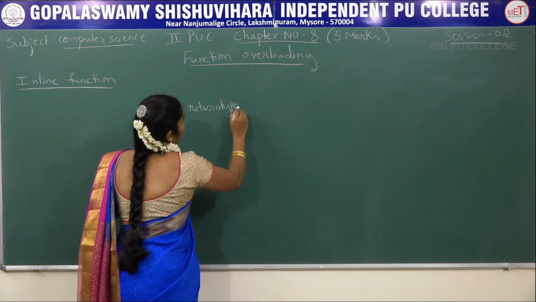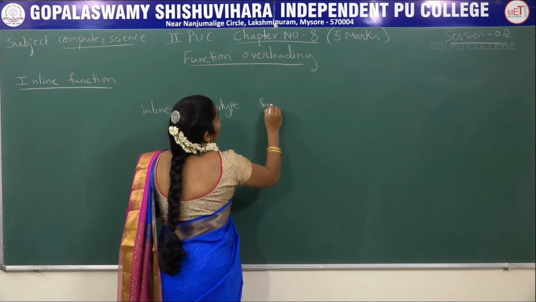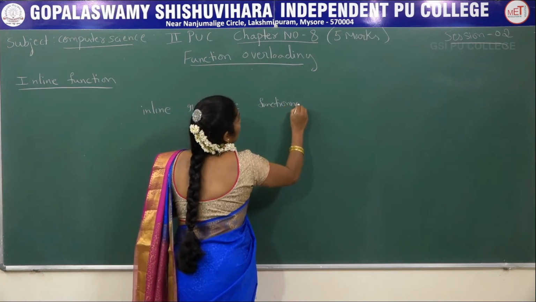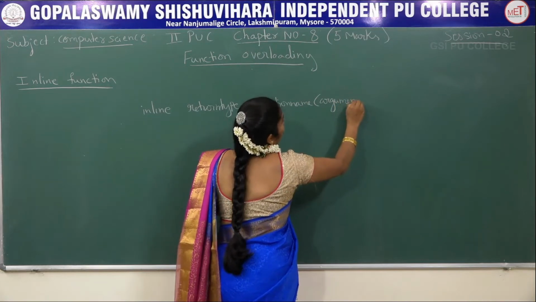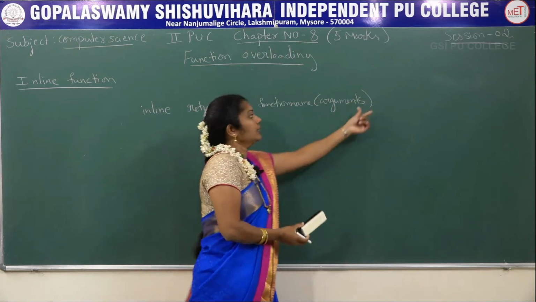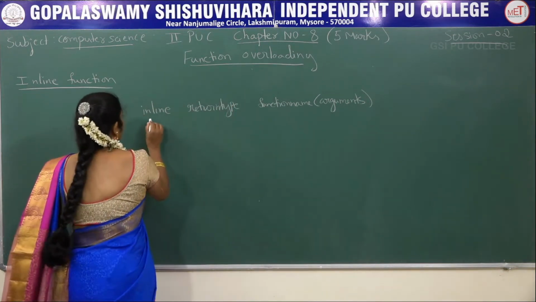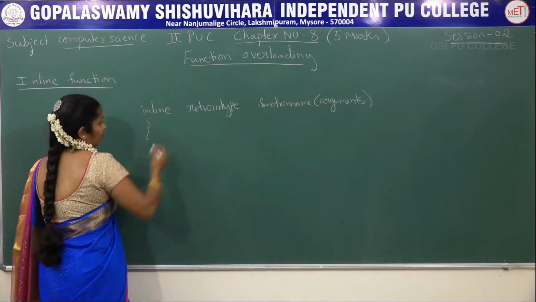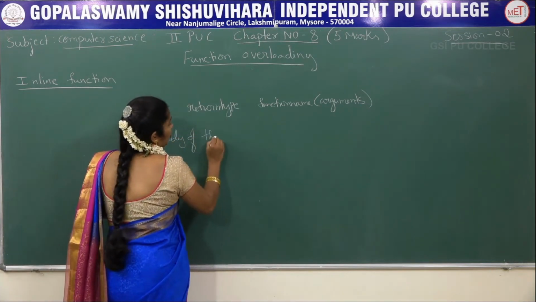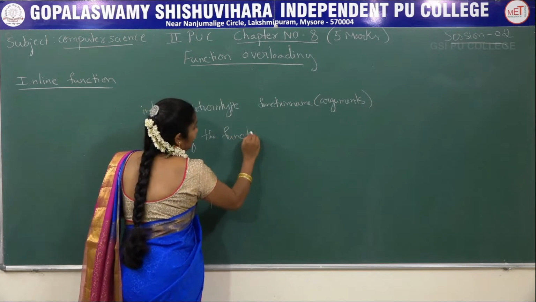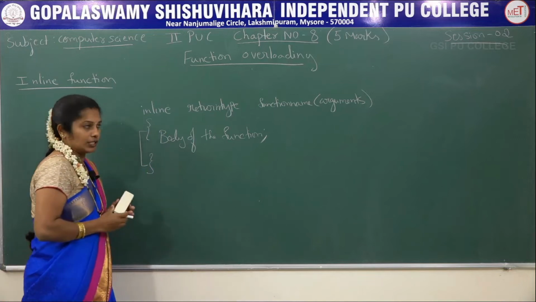Then leave one space, then write down the function name. Inside the bracket, arguments. Then here, don't put a semicolon, because inside the class only we are writing the definition. Then open the bracket of the inline function. Then write the body of the function. Then next you have to close this. Here we have opened the bracket and here we are closing.